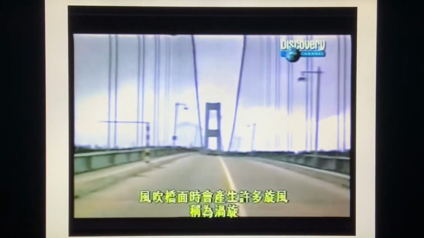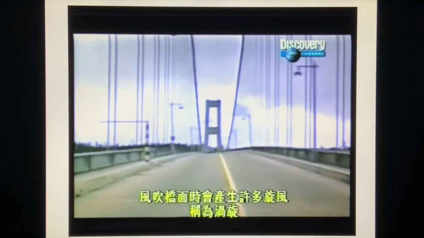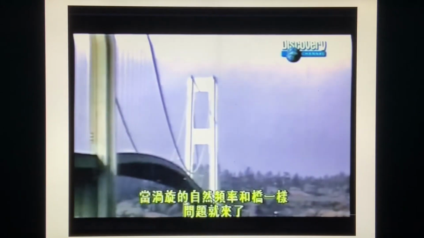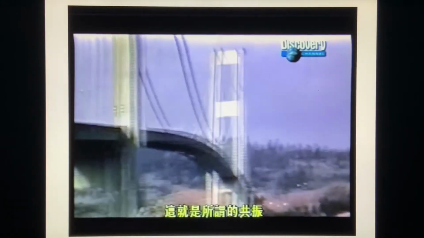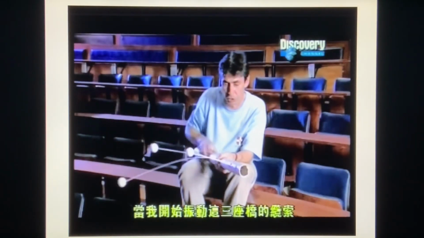When winds hit a bridge, they create mini whirlwinds, called vortices. The problems start when these vortices have the same natural frequency as the bridge. This is called resonance.